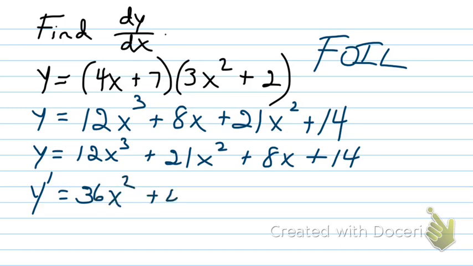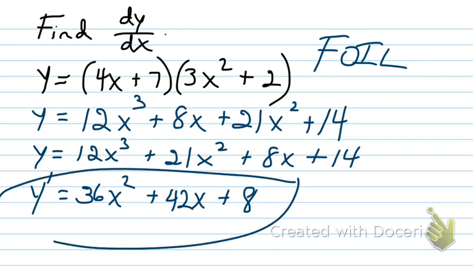2 times 21, 42, subtract 1 from the power. You don't have to say to the 1 power. Then 1 times 8 is 8, subtract 1 from the power. You don't have to say that there aren't any x's, there just aren't any. And this is your derivative. 3 simple derivatives. The end.